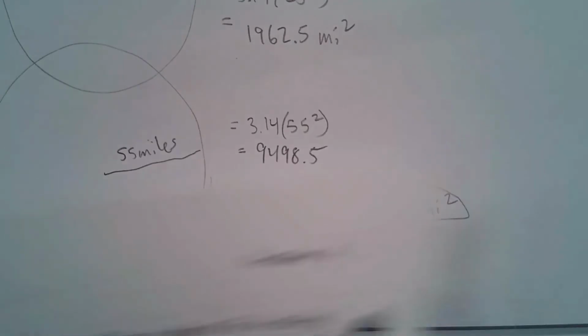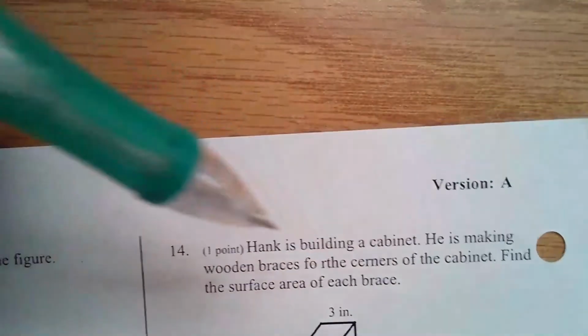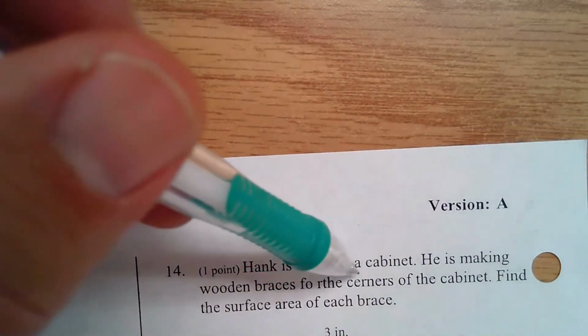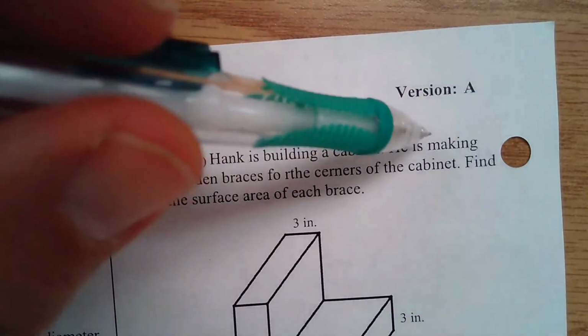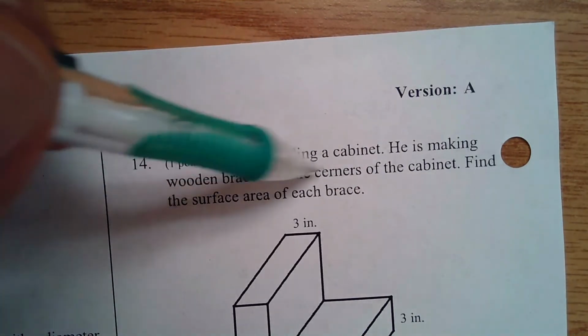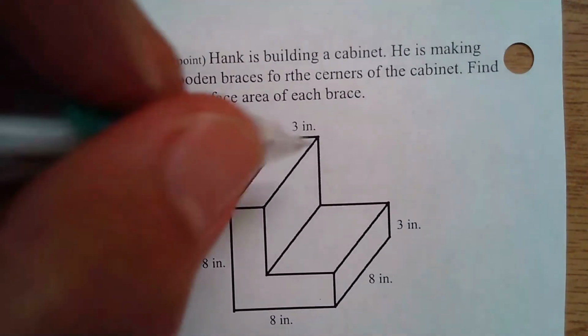Okay, number 14. For 14, I think I have a couple of little errors on this too. I have what corners for the corners, right? Okay, so Hank is building a cabinet. He is making wooden braces for the corners of the cabinet. Find the surface area. So I'm going to do it right on this paper here.